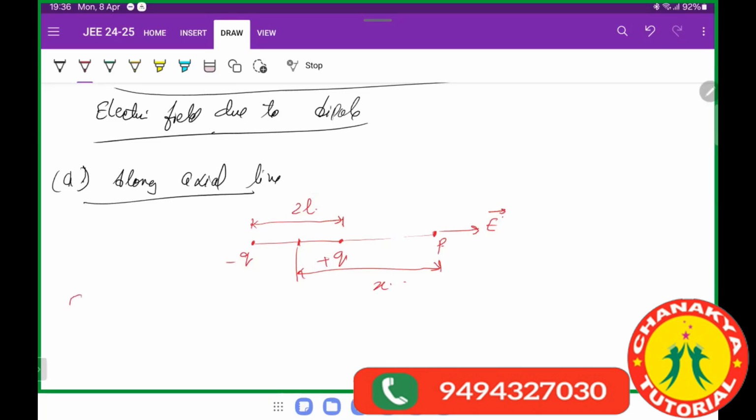So along the axial line, E equals 1 by 4 pi epsilon naught, 2px by (x square minus L square).